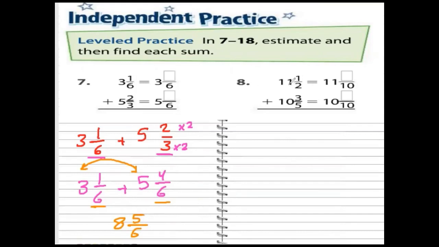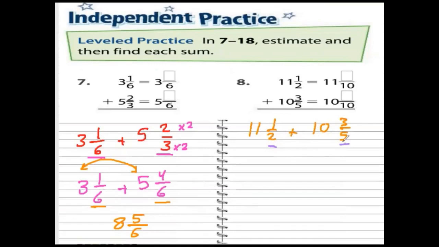Let's move to 8, and I have in here 11 and 1 half plus 10 and 3 over 5. As we agreed, we should add the fractions first. Okay, add 1 over 2 and 3 over 5. Mister, they have different numbers down. They have different denominator. I should have a common denominator.